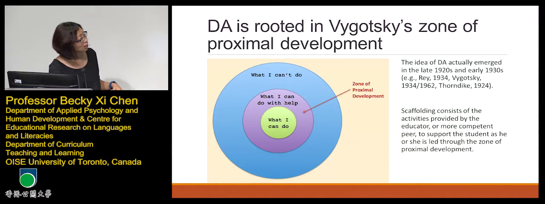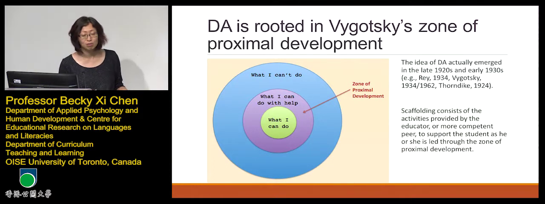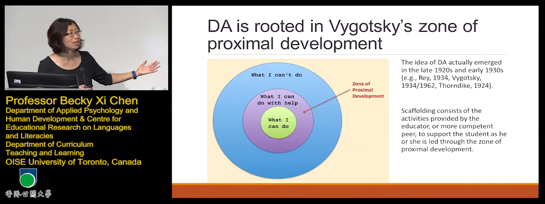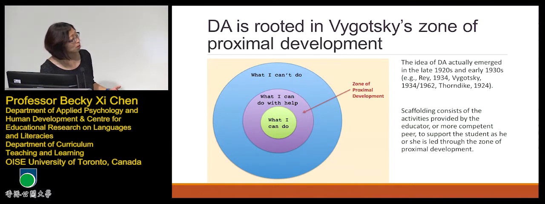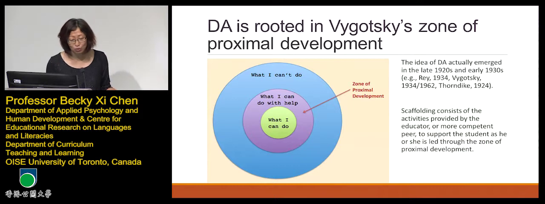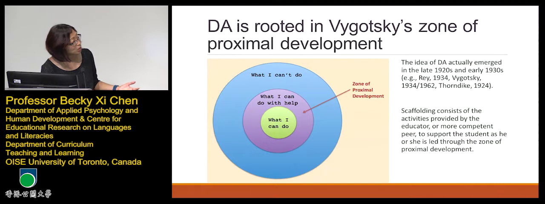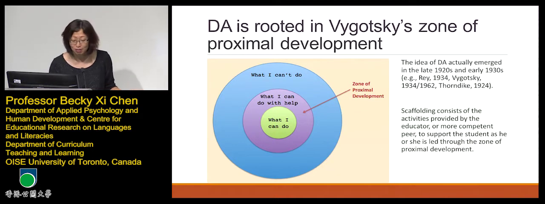So that's the skills or knowledge they have already. And then this is what I can do, so that will be beyond their zone of proximal development. That means it's too challenging. So when you teach, your goal is to bring children from the green zone to the purple zone. So that's the zone of what I can do with some help from the teacher. So that's the zone of proximal development.